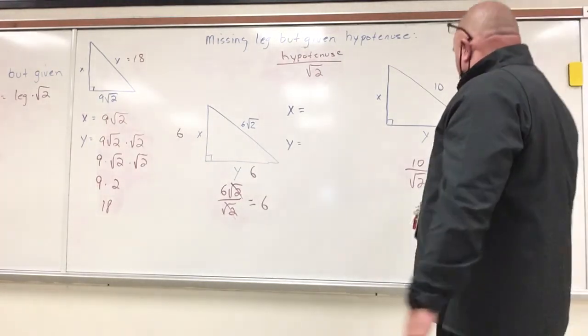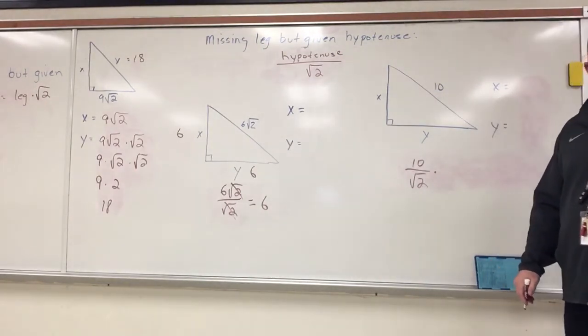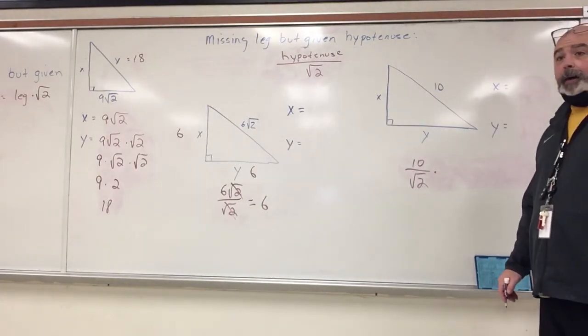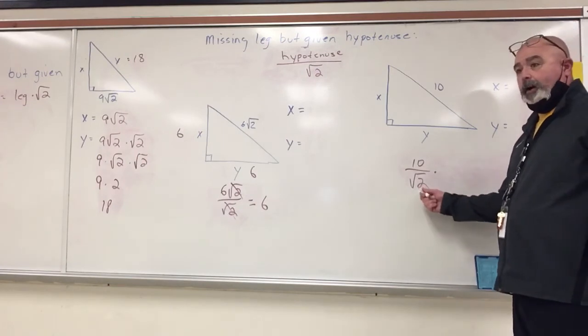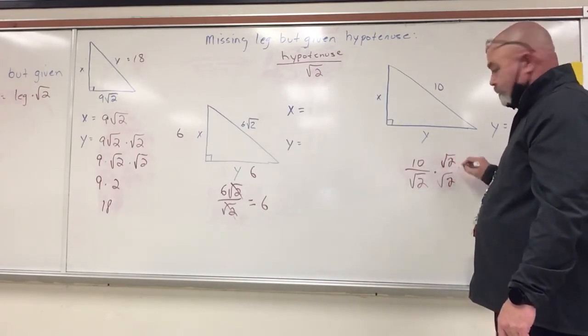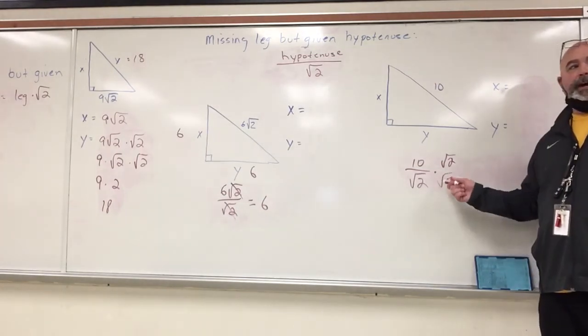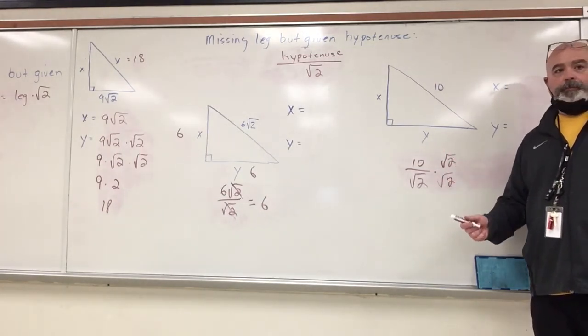So I must multiply the top and the bottom by the denominator. That's the rule for radicals. If you have a radical in the bottom, you multiply the top and the bottom by the radical.